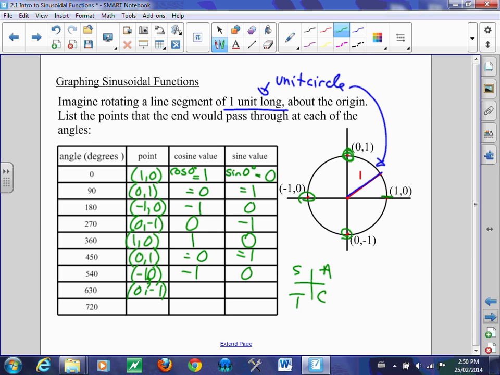Okay, that's the same, ladies and gentlemen, as 270. So that's going to be 0 and -1. And to finish off, we're back to our original starting point, which is 1 and 0. And again, you're going to have 1 and 0. What this, folks, shows you is that it's cyclical when it rotates around a circle.